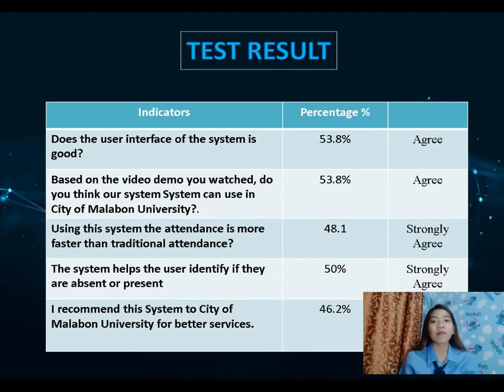Fourth question: the system helps the user identify if they are absent or present. Strongly agree is the highest response with a percentage of 50%. After collecting the data from the survey, most of the students and faculty members strongly agree that the system helps the user identify if they are absent or present.